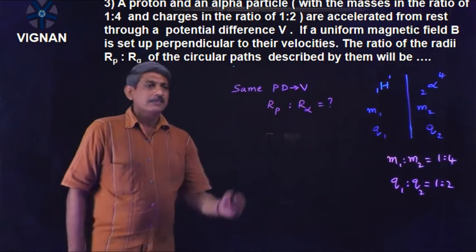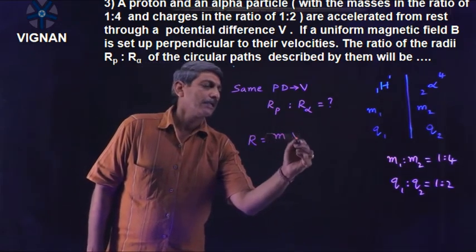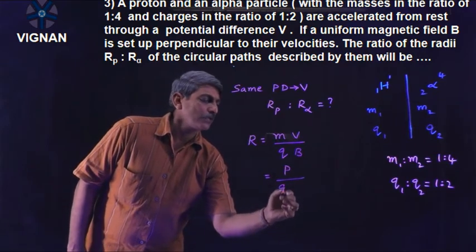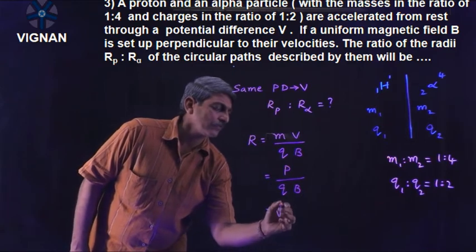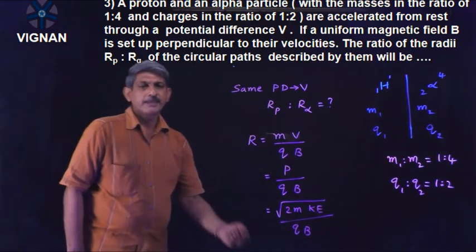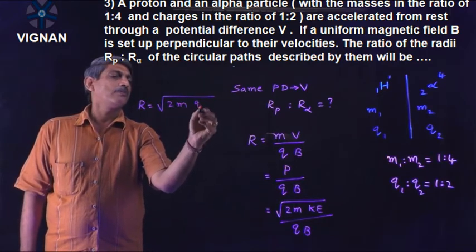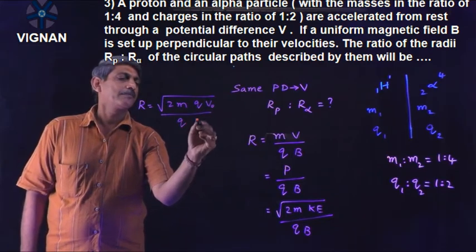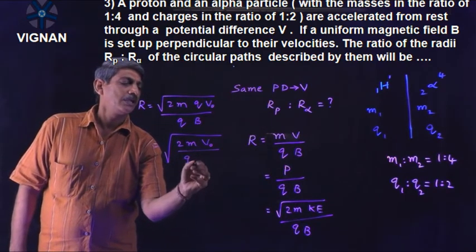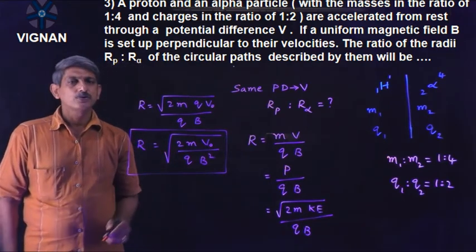So already we know that the radius of the particle in the uniform magnetic field is given by r is equal to mv by qB, this is equal to p by qB, this is equal to square root of 2mKE divided by qB, and the same can also be expressed as r is equal to square root of 2mqV naught divided by qB, which can also be written as square root of 2mV naught divided by qB square. So there are four formulas for us.